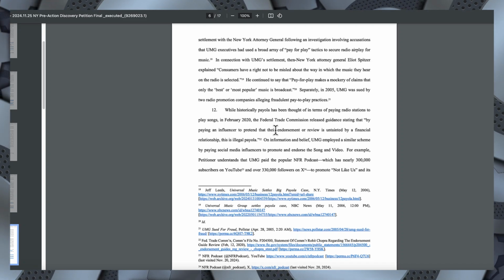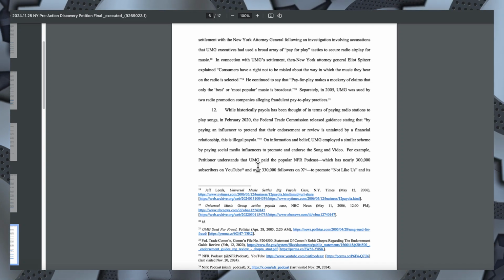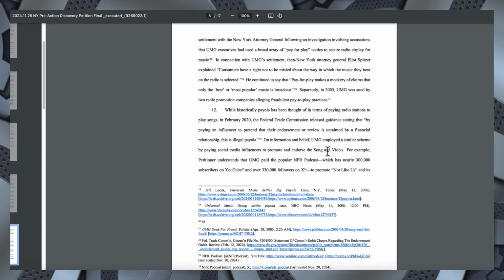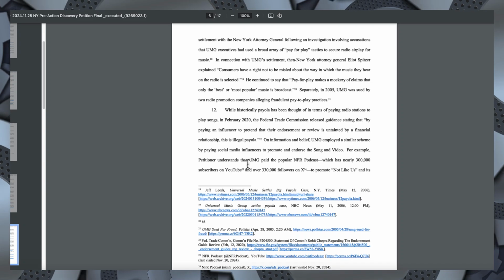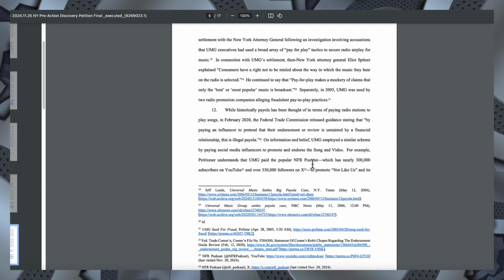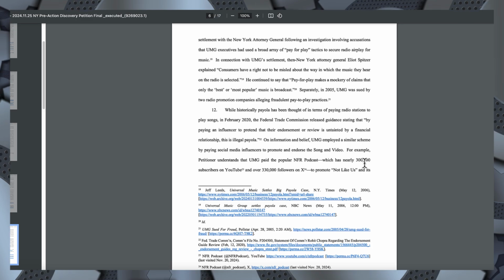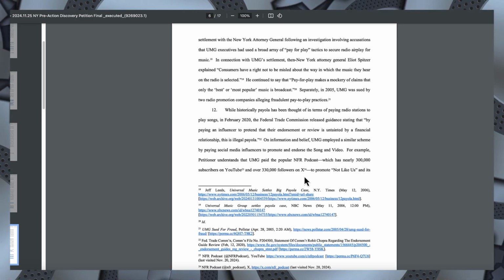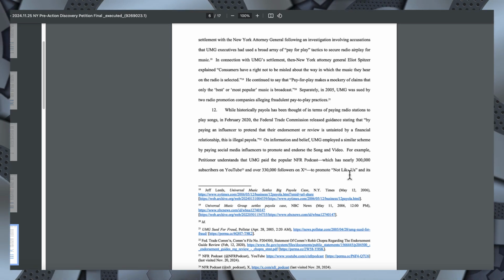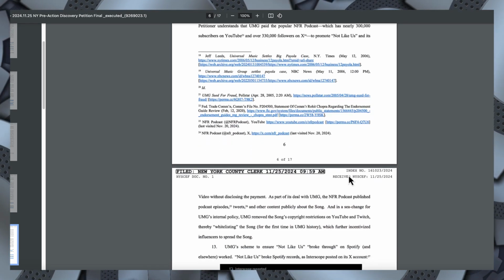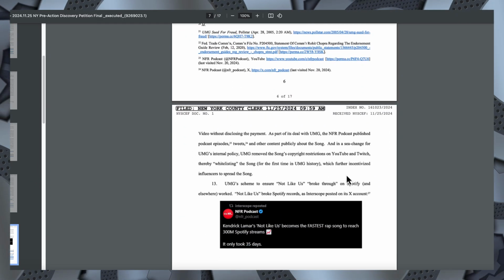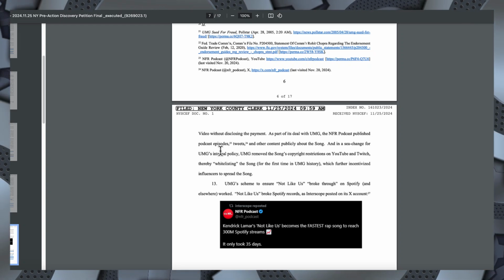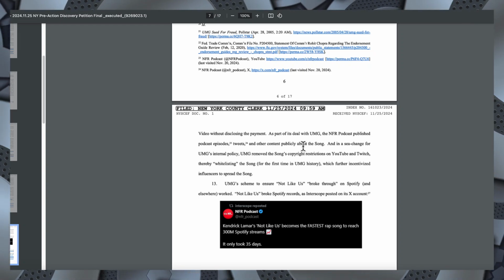On information and belief, UMG employed a similar scheme by paying social media influencers to promote and endorse the song and video. For example, Petitioner understands that UMG paid the popular NFR podcast, which has nearly 300,000 subscribers on YouTube and over 330 followers on X, to promote Not Like Us and its video without disclosing the payment.